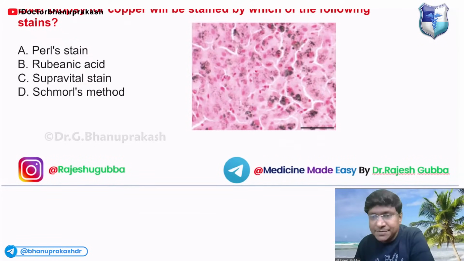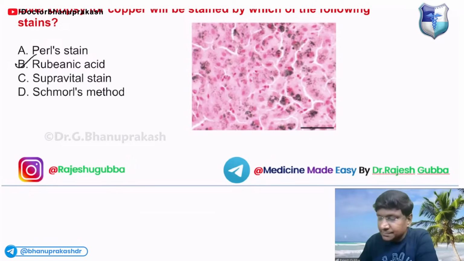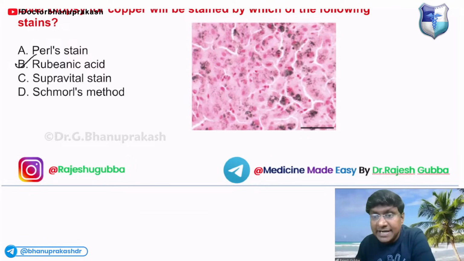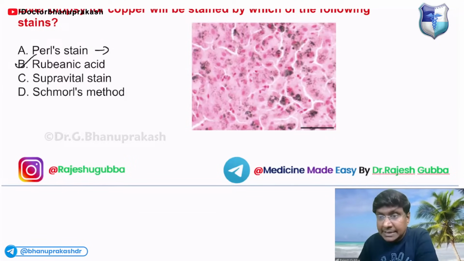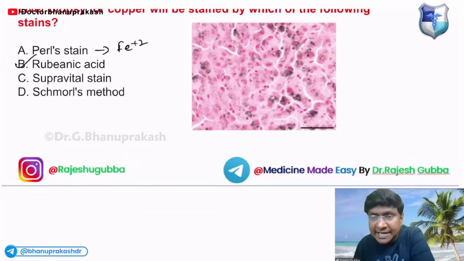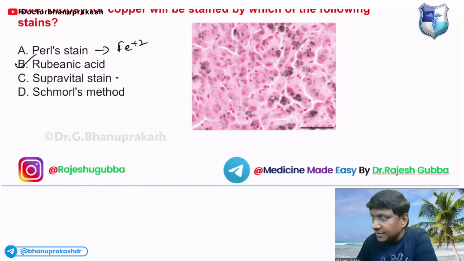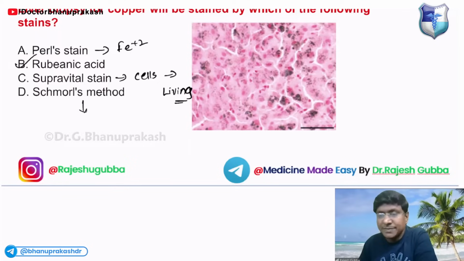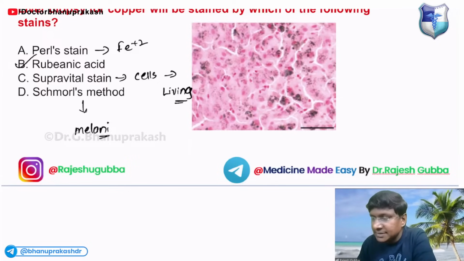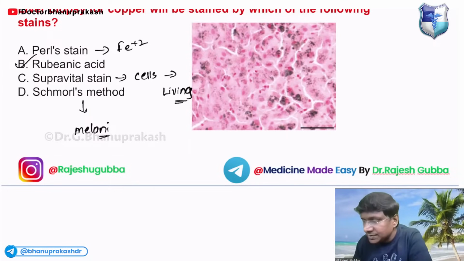Very good. So for liver biopsy for copper, the stain that we use is rubeanic acid. Whereas the pearl stain is for iron deposits. The supravital stain is used in microscopy to observe the cells of living organisms. Next is Schmorl's method. Schmorl's method is mainly to detect melanin. Okay. So that is about hemochromatosis, it is pearl.